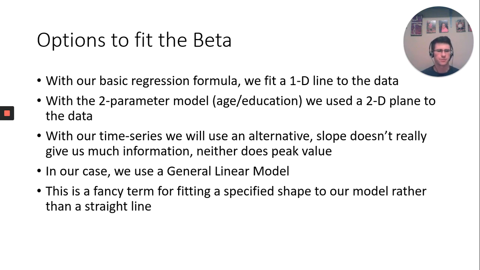General linear model is really an umbrella term, just similar to parameters. It's a fancy term for fitting a specific shape to the model rather than a straight line. In essence, a straight line is technically a general linear model, but usually we'd call that a regression line. So it gives you more variety as to what you want to fit. Not just a line, but you can fit a bump, a square, a triangle, different types of shape to fit different types of activity.